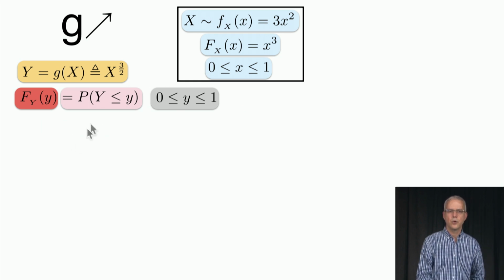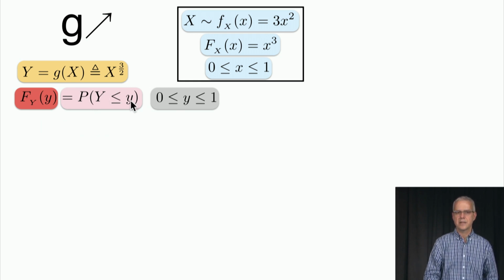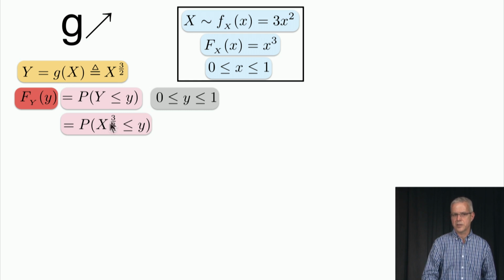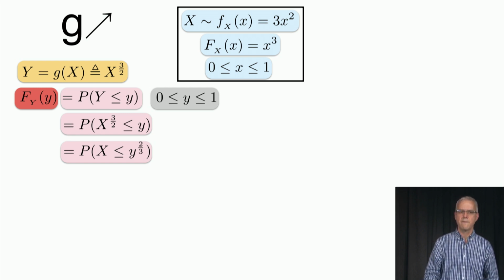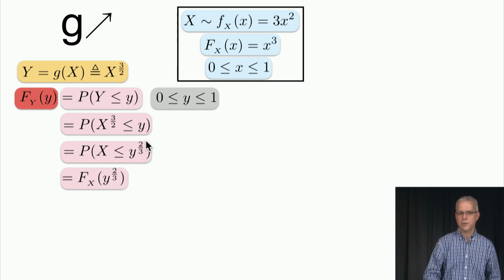Okay, so the probability that Y is less than or equal to y, and Y is X to the 1.5, is the probability that X to the 1.5 is less than or equal to y. And we can just raise each side to the 2/3. So it's the probability that X is less than or equal to y to the 2/3. And this, the probability that X is less than or equal to something, is just the cumulative distribution function of X at that point. So it's just F_X of y to the 2/3.